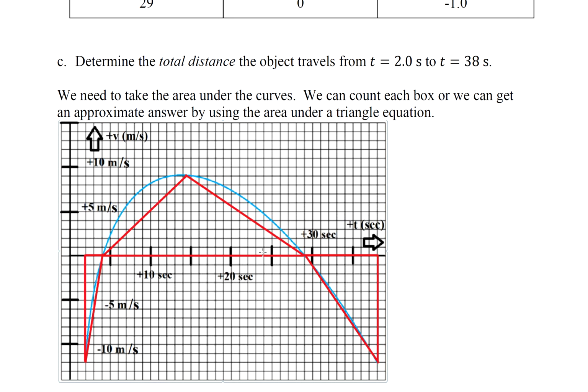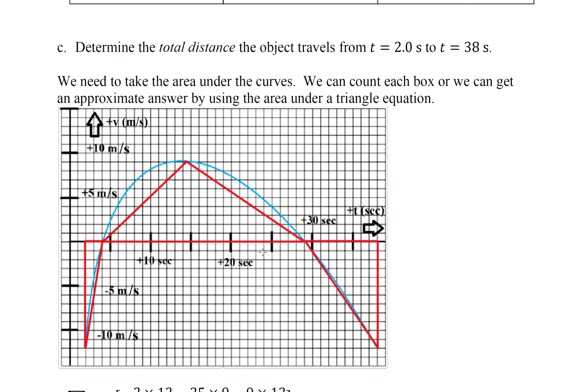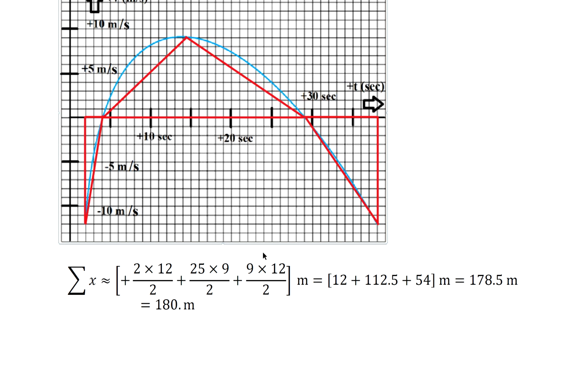Part E, determine the total distance the object travels from 2 seconds to 38 seconds. We need to take the area under the curves. So we could count each box, or we can get an approximate answer by using the area under a triangle equation, and that's exactly what I did. So you take the area under the curve using approximately a triangle equation, and this is what you get.